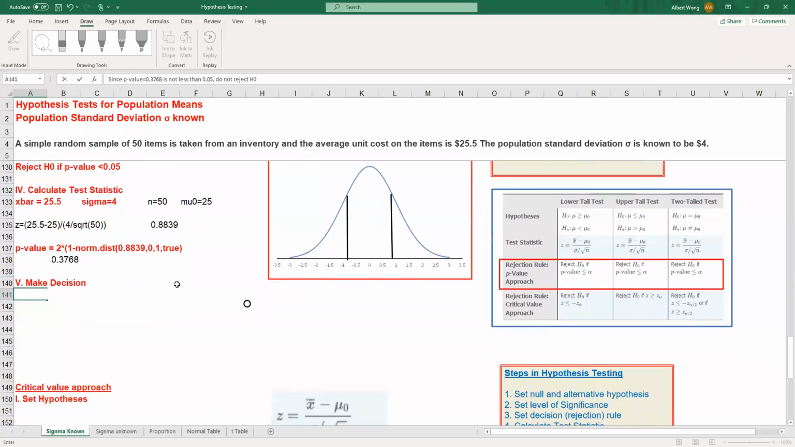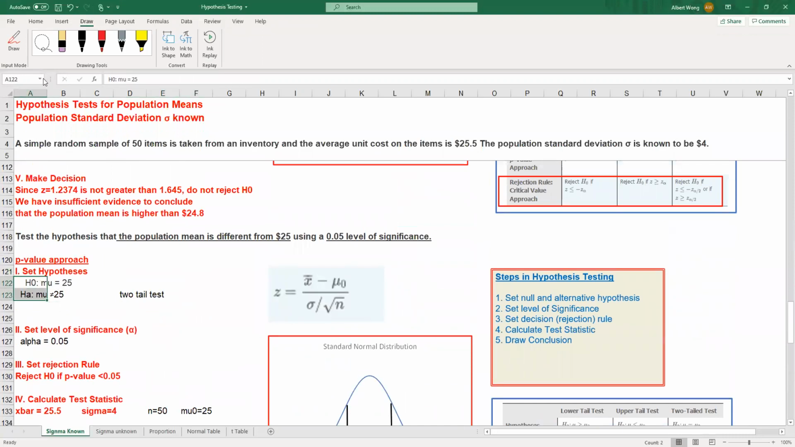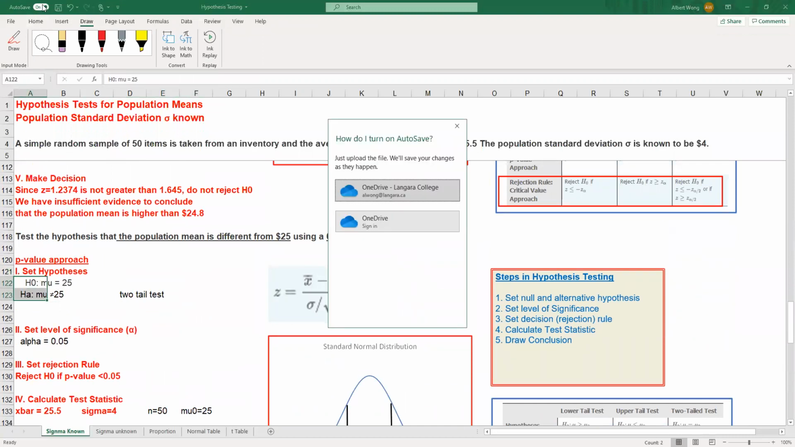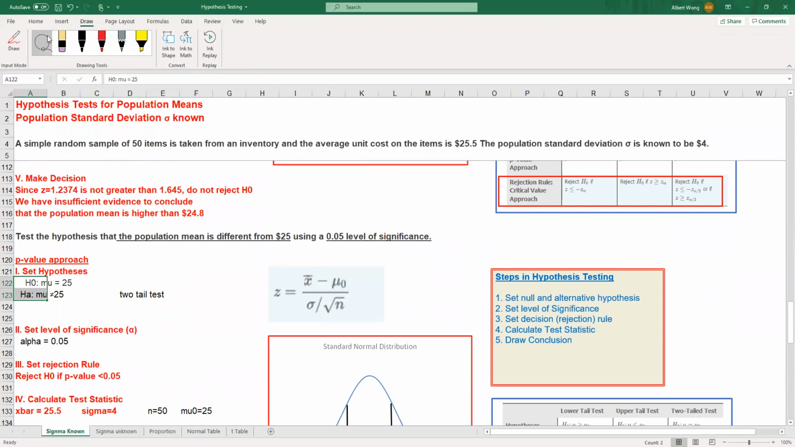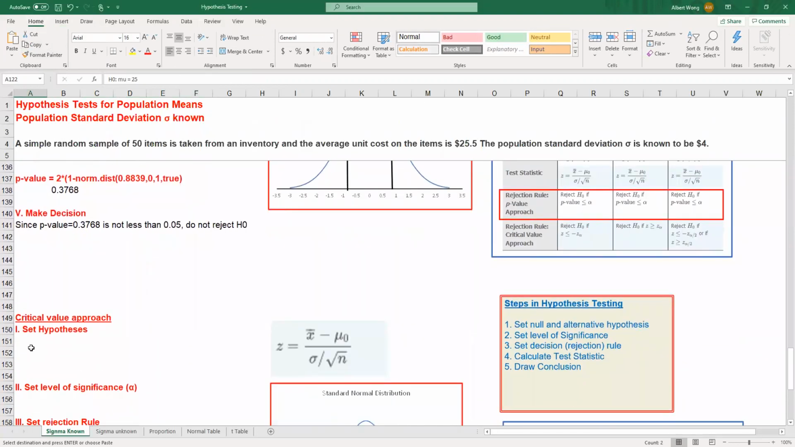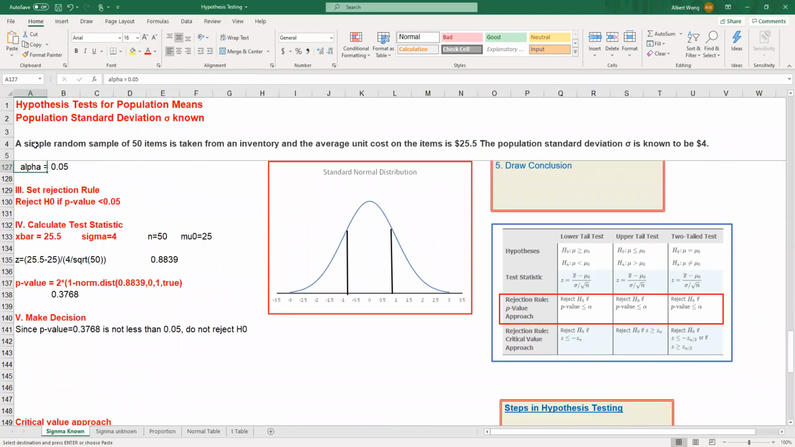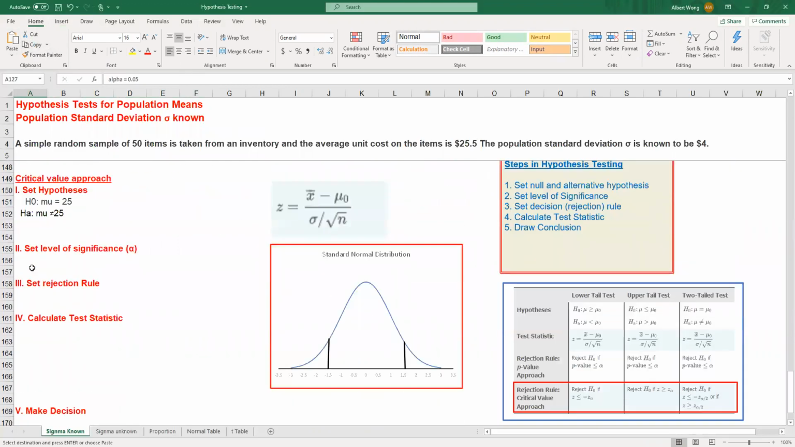Okay. Now, if you do the critical value approach, and I'm going to go a little bit faster, the hypotheses would be exactly the same. Alpha would be exactly the same, equal to 0.05. And as before, because we're using the critical value approach, we find the critical values. Now, here's what you need to pay attention to.